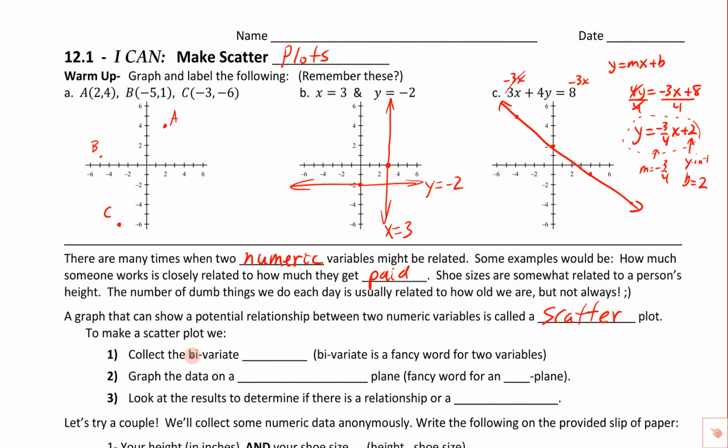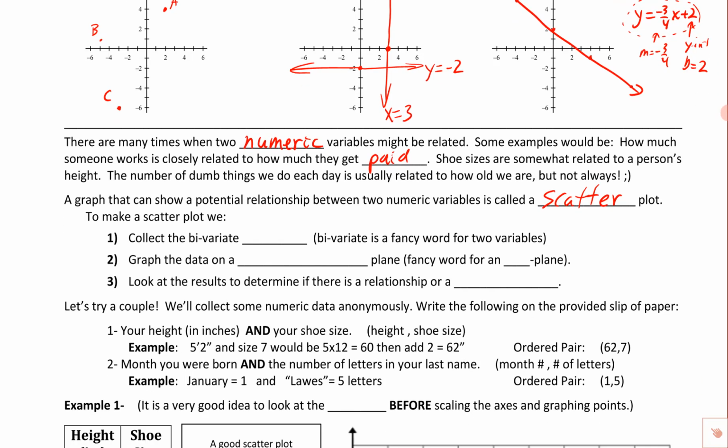So let's talk about how we make a scatter plot. This is how we're going to make a scatter plot. We collect the bivariate data. Now the word bivariate is kind of a fancy word. It's a weird word, and all it means is two variables. So we collect two variables about the same person or about the same situation or whatever it is.